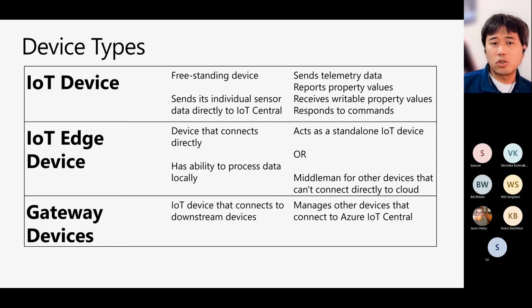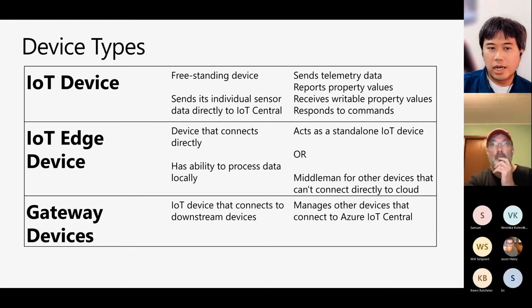Another one is an IoT Edge device. This acts as a standalone device, or a middleman if another device can't connect to the cloud. It has the ability to process data locally. If you think about this, it could be a Raspberry Pi that has Docker containers running on it. It can process those Docker containers and then connect to the cloud. So that's how an IoT Edge device runs.